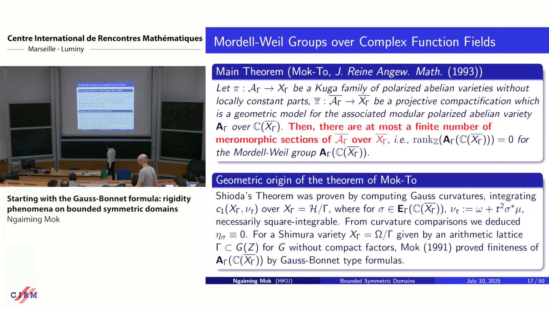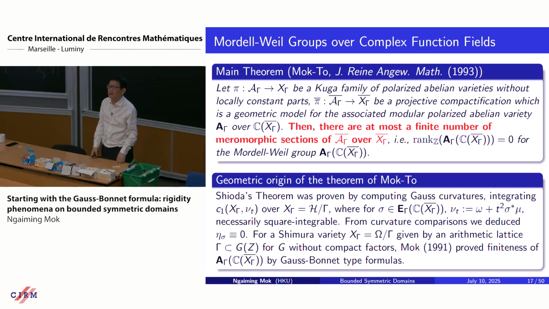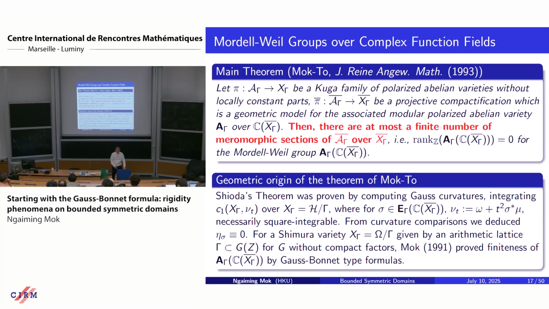Okay, so then I make use of this with Tho in an article in '93, where I prove not just the case of Siegel modular, but actually for any Kuga family, provided that you don't have any constant part. Of course, if you have a constant part, you could have a section. Constant part means that the abelian variety splits into a product, up to finite covering, and you have a fixed part. So I assume that this is not the case. Then you can prove that there are no sections of infinite order, no element of the Mordell-Weil group of infinite order.